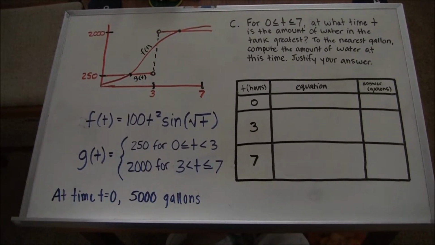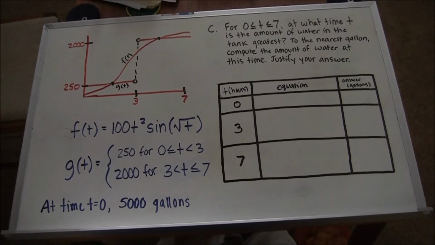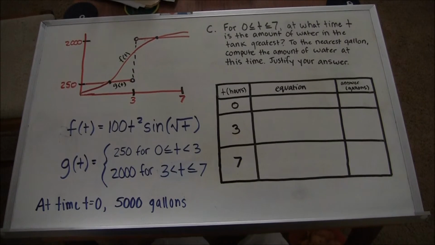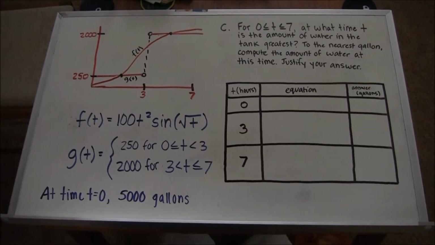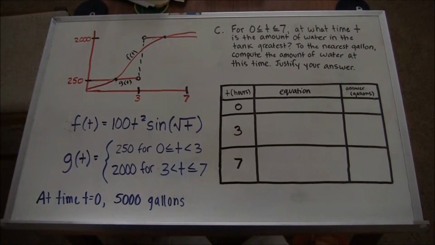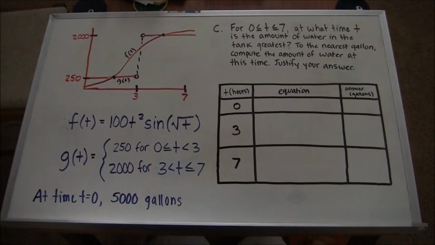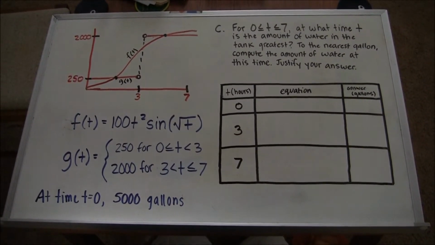For part C of this question, it asks from 0 to 7, at which time t is the amount of water in the tank greatest? To the nearest gallon, compute the amount of water at this time. Justify your answer. There are two parts to this problem. When is the amount of water in the tank at its greatest level, and what is the amount of water in the tank at the greatest level?